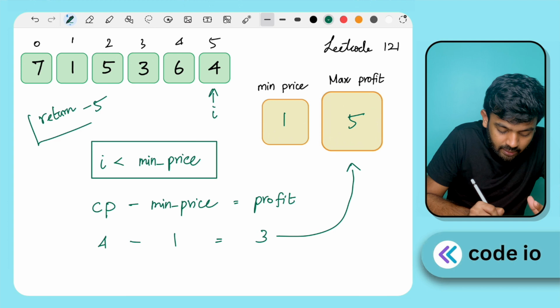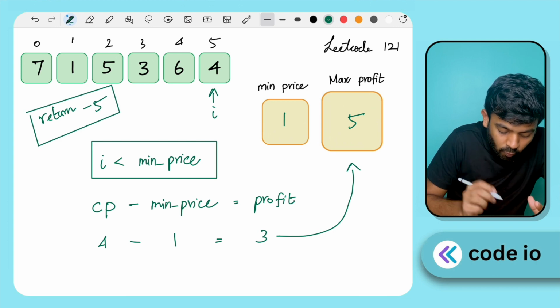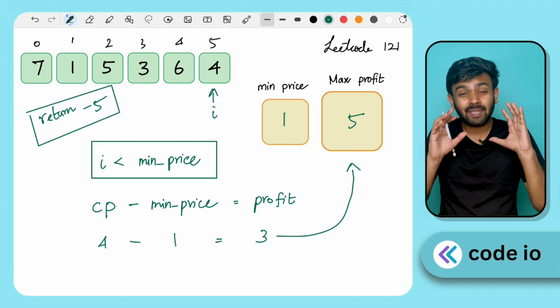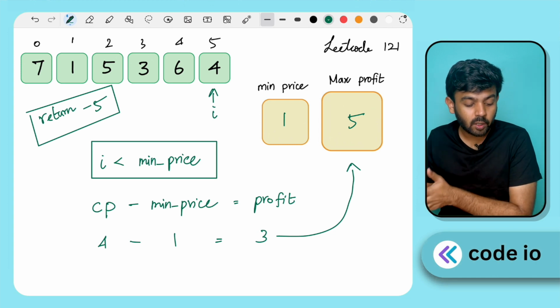Return 5, and that is my max profit. Okay. Oh, this is a fairly easy approach. It's very easy to code as well.